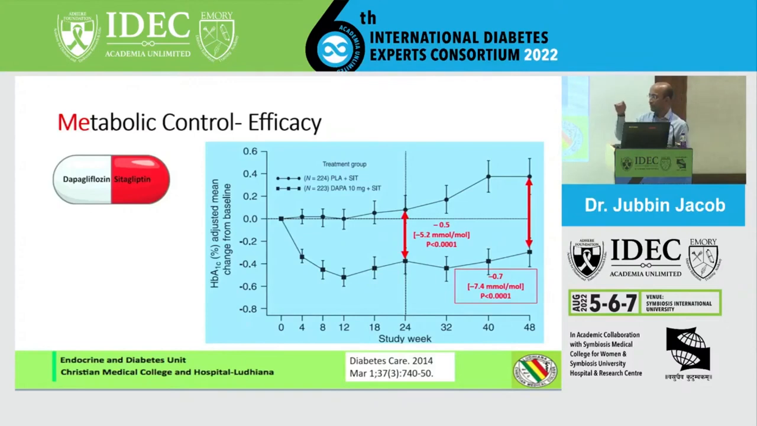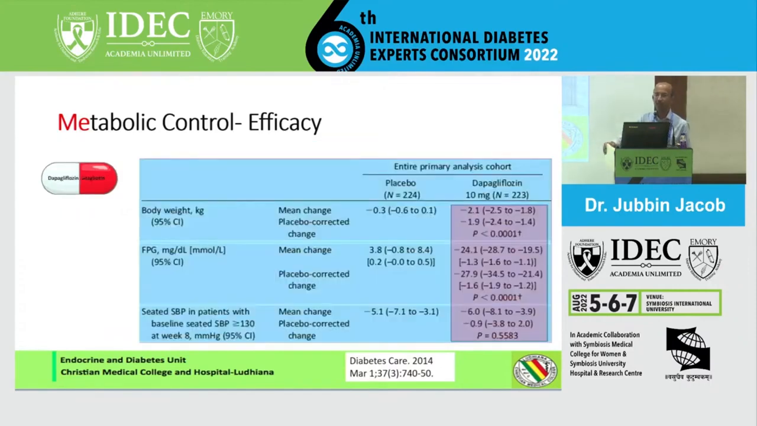So not just the efficacy initially, but there is also an efficacy which is sustained. And in fact, it gets better as time progresses. So that is one good thing with this combination of dapagliflozin and sitagliptin. The other things, the beta metabolic control that we looked at, you can see the body weight reduction is about 2 kilos in this group who are using both sitagliptin and dapagliflozin.